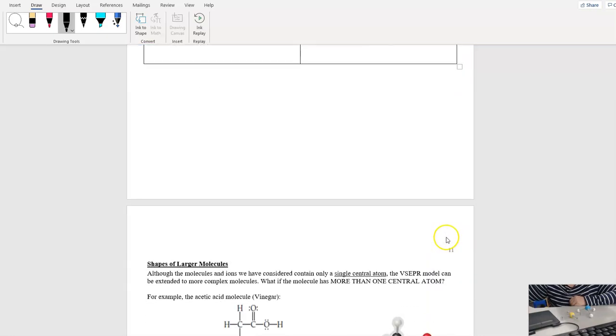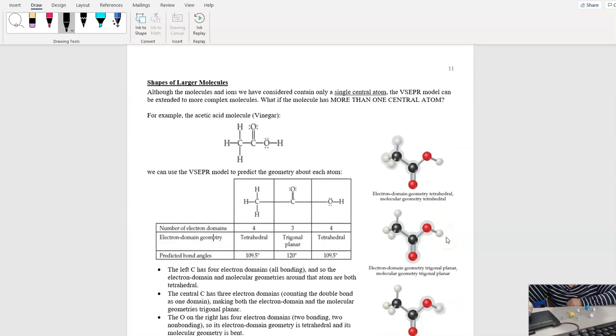Okay. To end up these notes, ladies and gentlemen, you can actually have molecules that are really big that have different centers. So shapes of larger molecules, and this will end it up, although the molecules and ions we are considered usually contain only one central atom, the problem is what happens if you have more than one central atom. So this right here, this is called Mr. Acetic acid, aka vinegar. And what you'll notice is it has a center atom right there, and a center atom right there, and a center right there. Okay, so every one of those are central atoms.